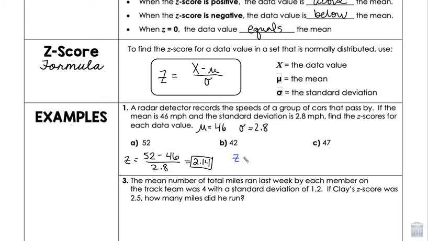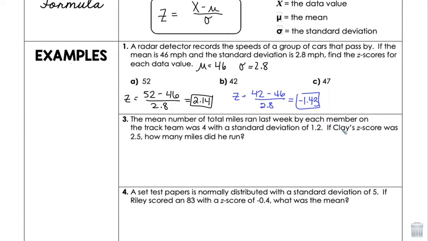Our next problem, 42 minus 46 over 2.8, and I get negative 1.43. So you can see that A was a positive value, B is a negative value. Since A is positive, this data value is above our mean, which obviously we can tell because 52 is above 46, and 42 is below our mean since our z-score came out negative. So try C on your own. I'm going to move on to 3.